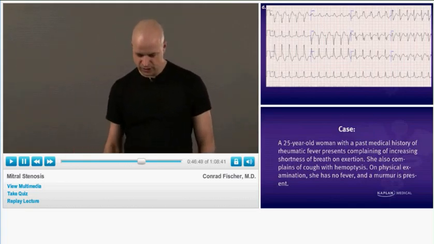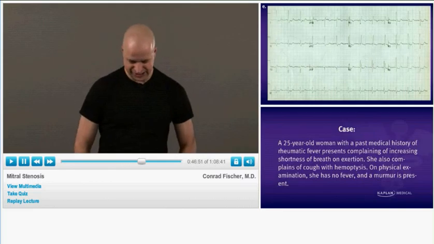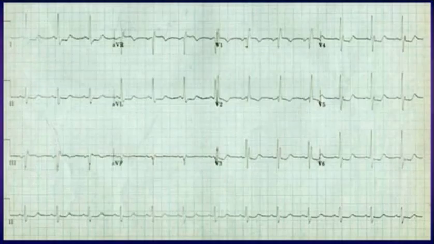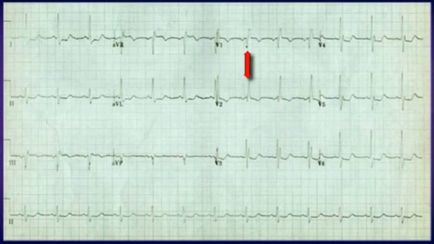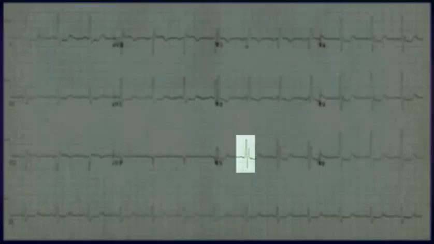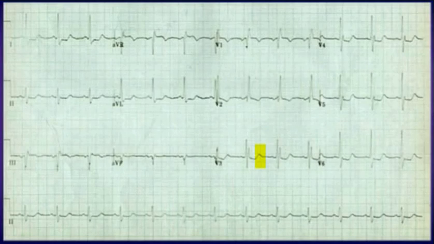Okay, next one. Final one, choice E. What do we see? Oh, wait a second. Oh, what's that? Oh, not that. Oh, there it is. There's an RR prime there. You see that RR prime? V3, R to R prime is a right bundle branch block. Greater than 120 milliseconds, total R waves in V1 and V2, right bundle branch block.